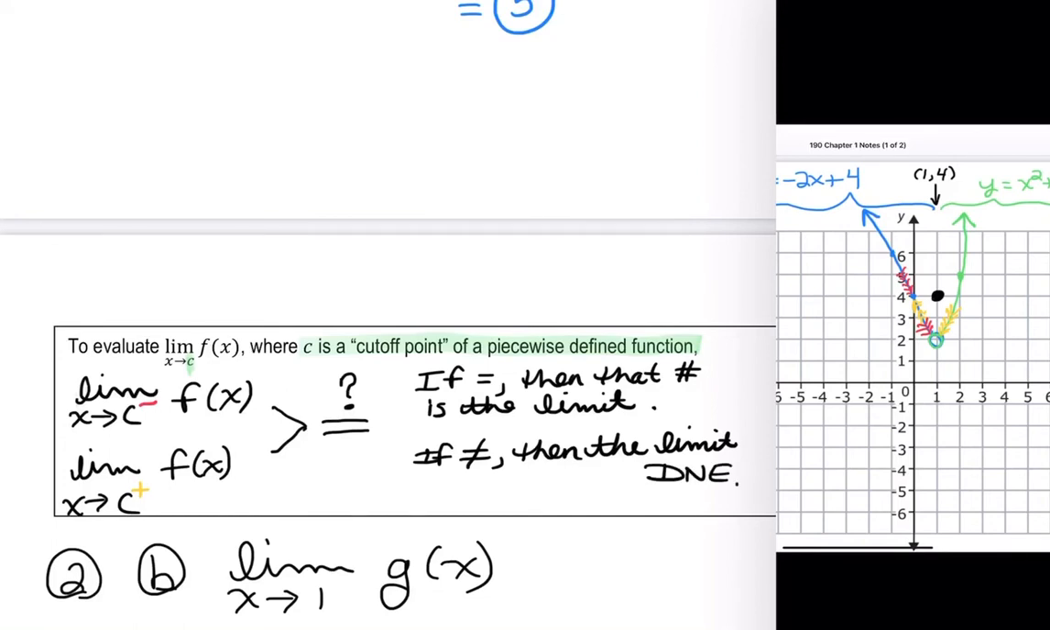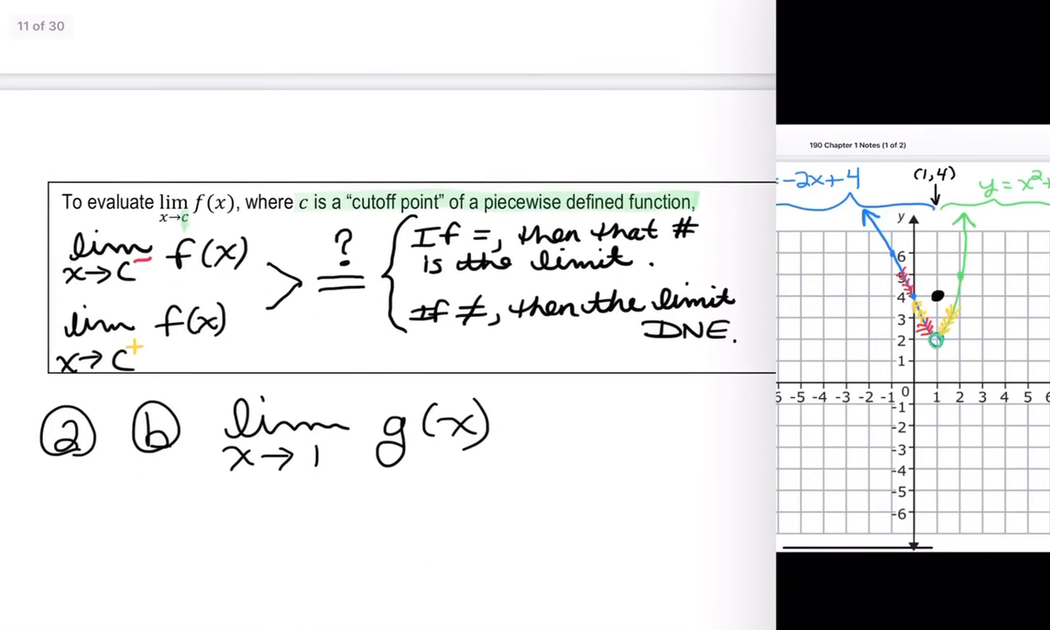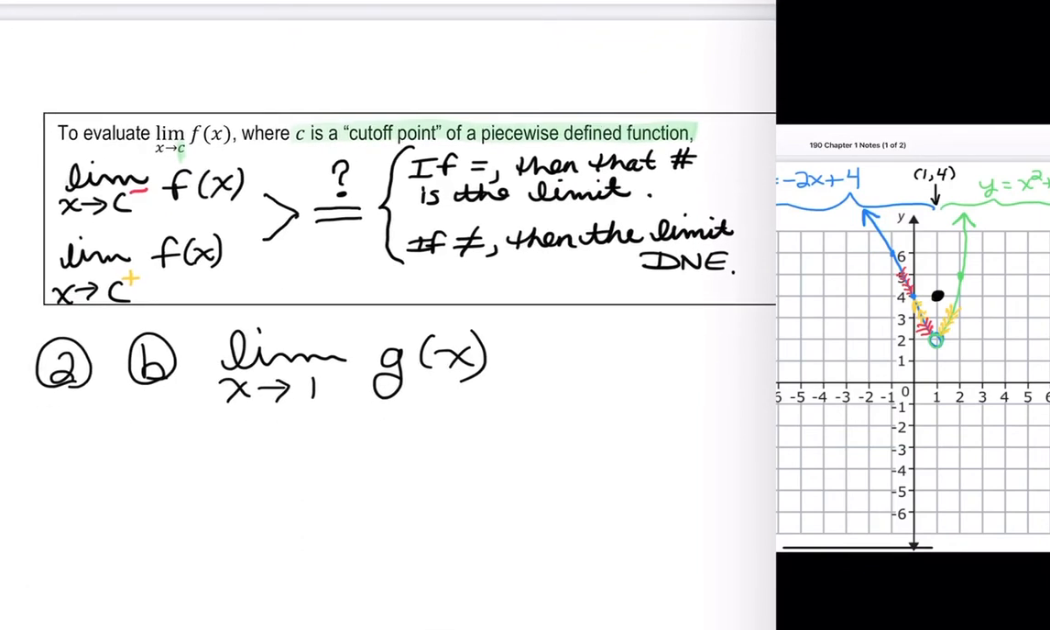All right, and that's exactly what we've been doing. That's the definition. It's just we've been doing it graphically. Now we need to do it algebraically or analytically. So I am not stating anything new. I'm just stating how we're going to write this out algebraically. So if I'm asked for the limit as x approaches 1 of g of x, I'm going to look at the limit as x approaches 1 from the left, then the limit as x approaches 1 from the right, and then decide if those two are equal or not.